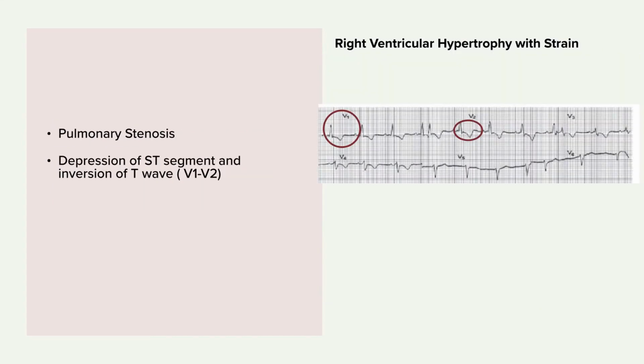Right ventricular hypertrophy with strain, which usually occurs due to pulmonary stenosis, will show depression of ST segment and inverted T waves in lead V1 and V2. Note the prominent R wave of right ventricular hypertrophy and strain pattern, that is ST segment depression and T wave inversion in lead V1 and V2 in this ECG. This is due to right ventricular hypertrophy with strain.